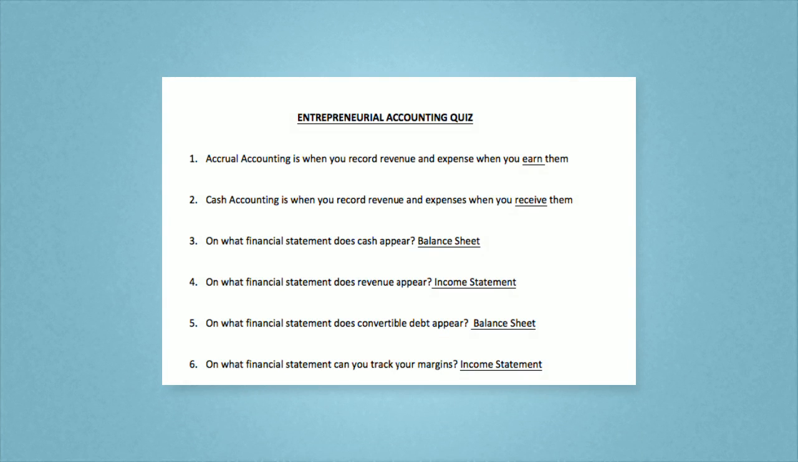I'm now going to go through answers on the Entrepreneurial Accounting quiz. The first question: accrual accounting is when you record revenue and expenses when you earn them. Cash accounting is when you record revenue and expenses when you receive them. On what financial statement does cash appear? Balance sheet. On what financial statement does revenue appear? Income statement. On what financial statement does convertible debt appear? Balance sheet. On what financial statement can you track your margins? Income statement.